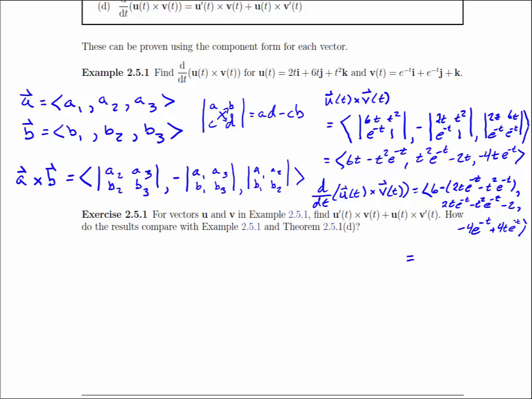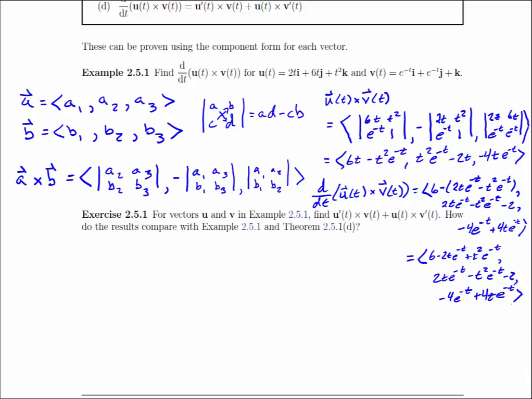Sorry about the space here. This up here took more than I meant for it to. So I'll distribute this and get 6 minus 2t e to the negative t plus t squared e to the negative t. And then the second component is 2t e to the negative t minus t squared e to the negative t minus 2, and negative 4 e to the negative t plus 4t e to the negative t.